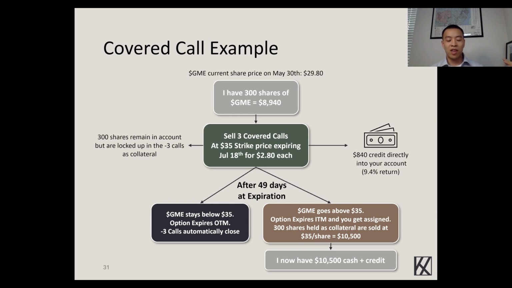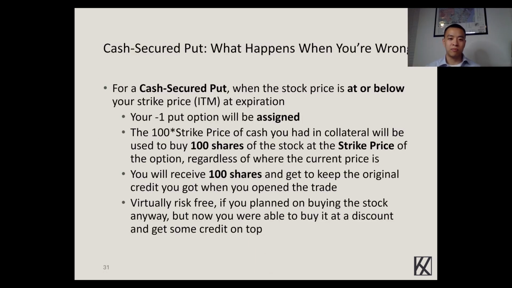So even if GameStop went down to $30, stayed at $35, like from $30 it went down to like $25, stayed at $30, or went up to maybe $33, that's fine. The options expire worthless. It was as if you held those 300 shares normally, but you just made an additional $840 credit, okay, which is 9.4% in just 49 days, which is absolutely crazy if you do it on the right stocks. A cash secured put.